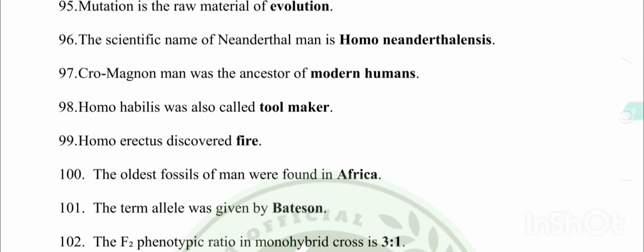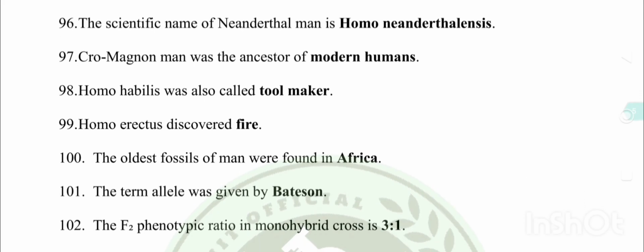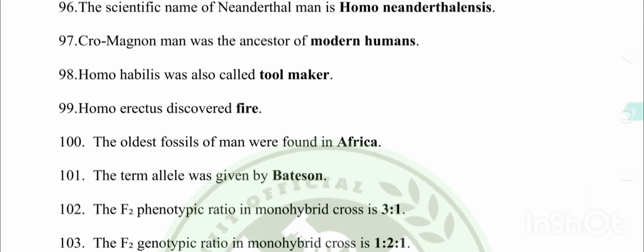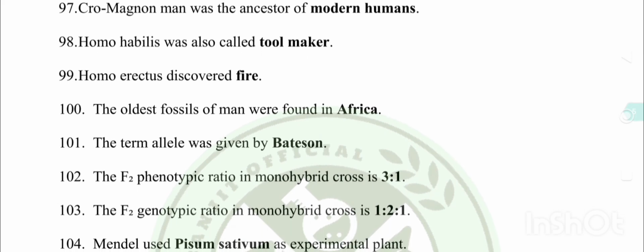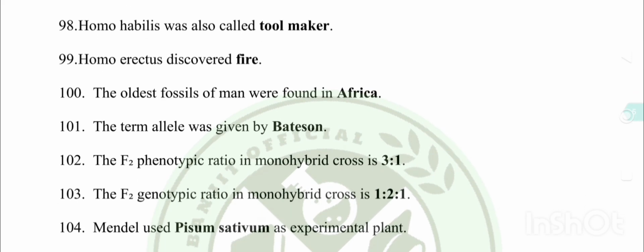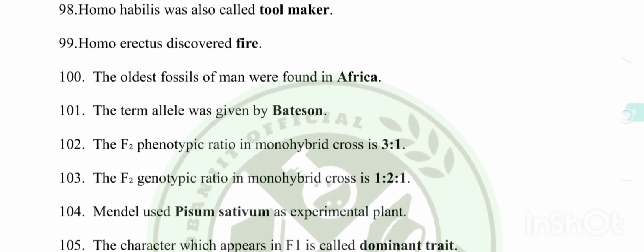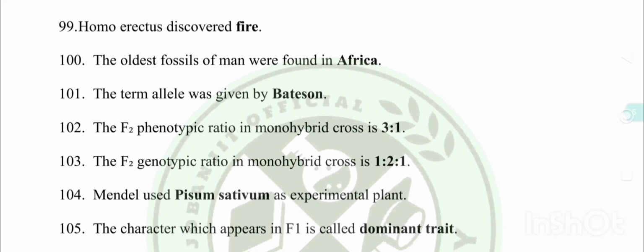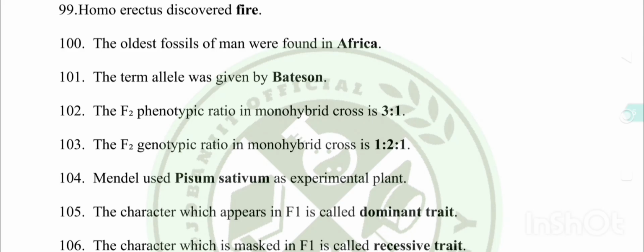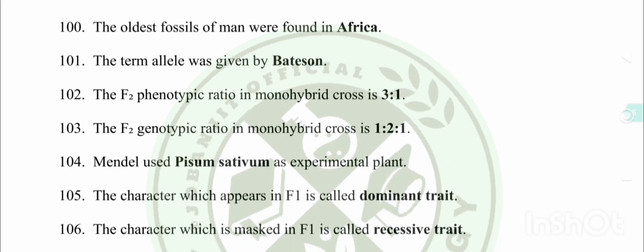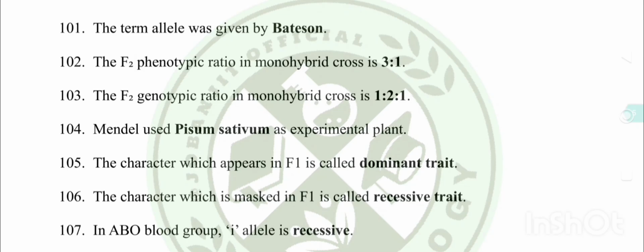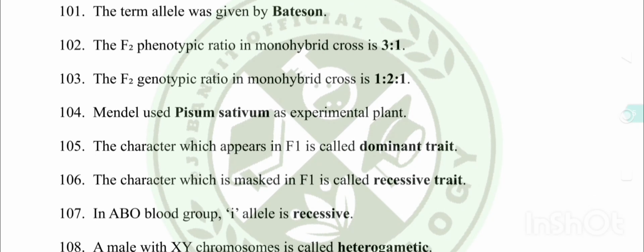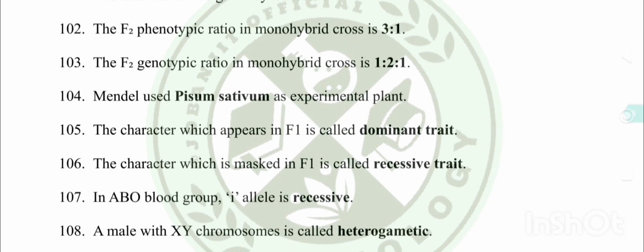101. The term allele was given by Bateson. 102. The F2 phenotypic ratio in monohybrid cross is 3:1. 103. The F2 genotypic ratio in monohybrid cross is 1:2:1. 104. Mendel used Pisum sativum as experimental plant. 105. The character which appears in F1 is called dominant trait. 106. The character which is masked in F1 is called recessive trait.